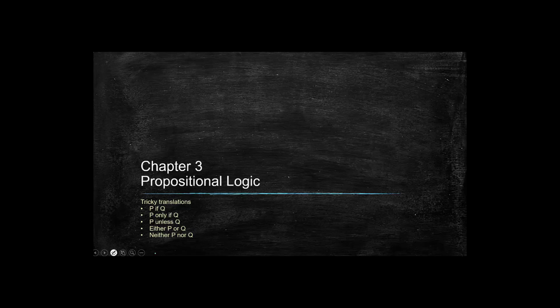So in this video, we're going to deal with some of the trickier translations. Some of these are made tricky because they use what are essentially English operators that we don't have symbols for, like only if, if, and unless. And others are tricky because they look a lot like propositions that we do translate straightforwardly with the symbols we have, but which require slightly different treatments. So there's 5 that I'm going to focus on.